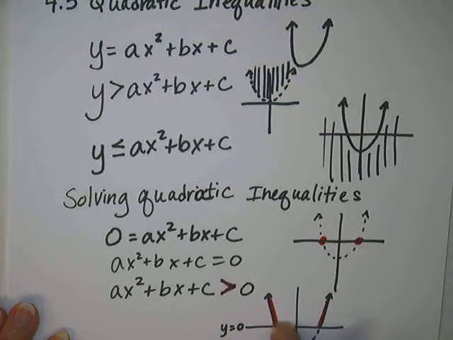The solution is the x values that this graph shows. So the x values from like negative infinity to wherever this point is, and then from this point to positive infinity, and that would be the solutions to this inequality. We just use the graph to help us find those solutions. Okay, let's look at a couple of examples.